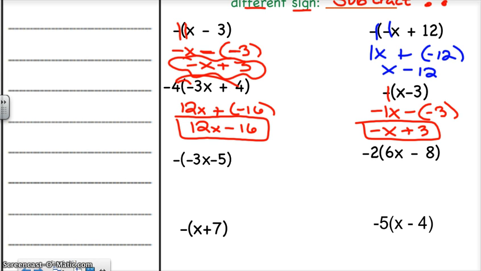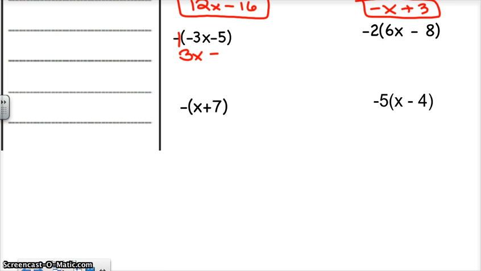Negative 3x minus 5. Put a 1. That's just negative 1. Negative 1 times negative 3 is a positive 3x minus negative 1 times 5 is a negative 5. Two signs in the middle, they're the same. Am I adding or subtracting? Adding. 3x plus 5.